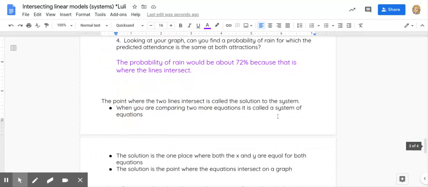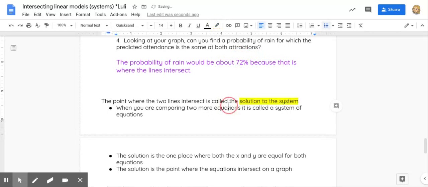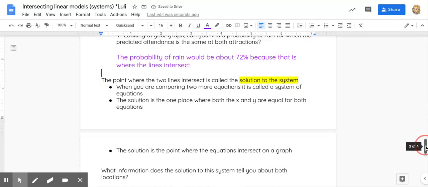All right. The last part just explains some vocabulary. So we've been talking about this solution to a system in the past couple classes. So it just reminds us that when we're comparing two equations, that's called the system. And where they intersect, where x and y are the same for both equations, that intersection is called the solution. So that's what we're trying to find, the solution to the system of these two equations.